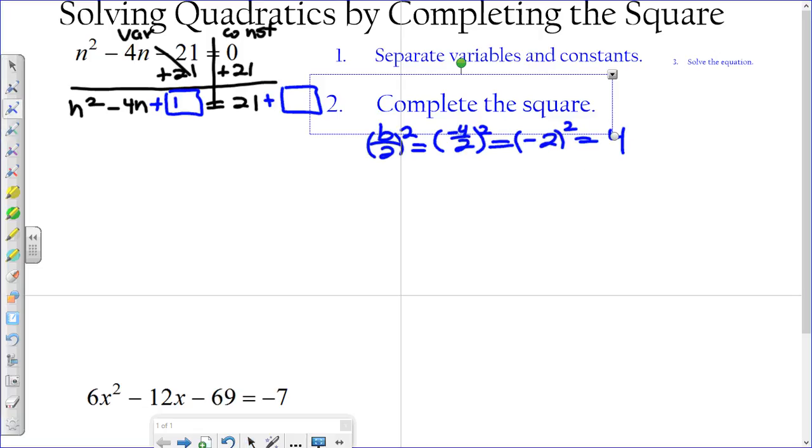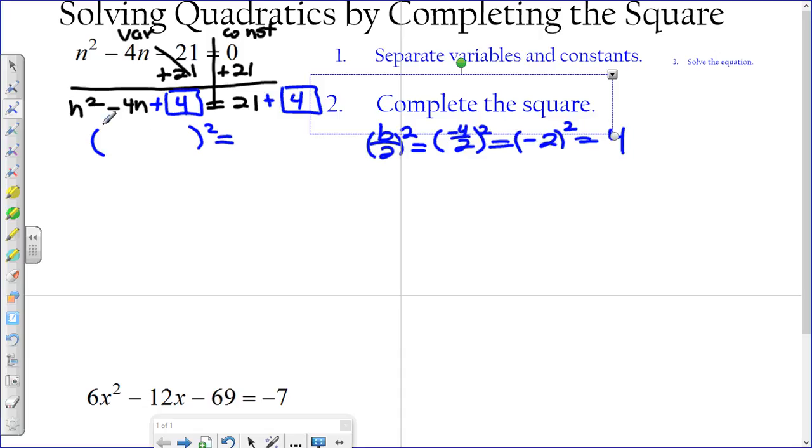So the number that I was looking for, I'm sorry, I don't need the plus. The number I was looking for is 4. That's what I was looking for. Then when you do it to one side, you do it to the other side. Now, if you complete the square, there's only one number that would allow you to write this trinomial as a binomial square.